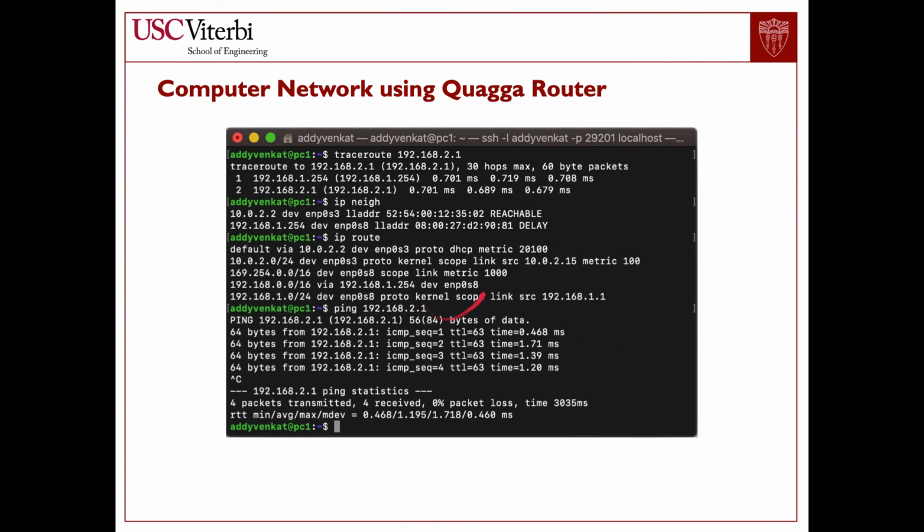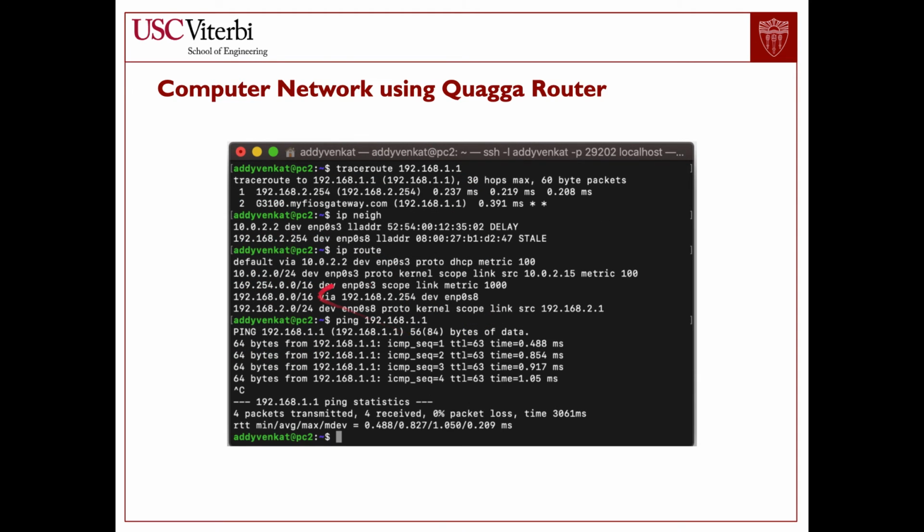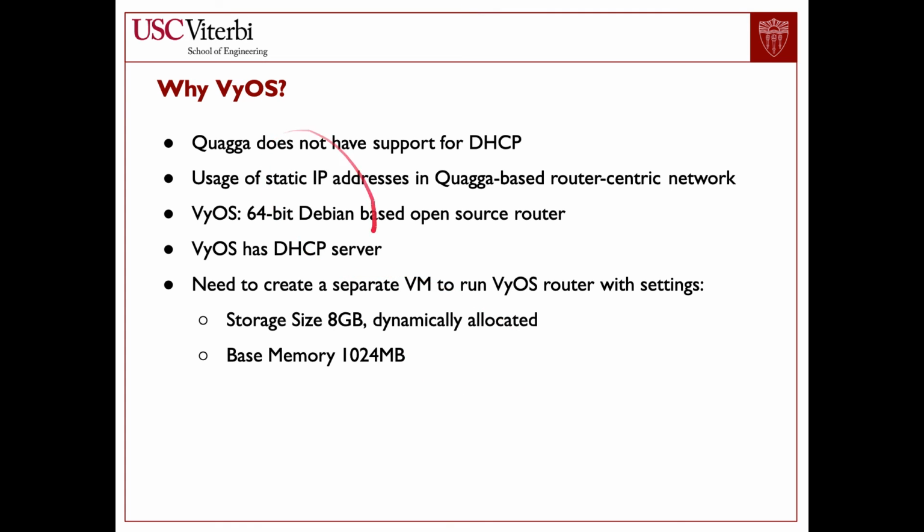So these are the screenshots for the demo that I just showed you. This is for PC1, the commands that I used: traceroute, ip name, ip route, ping, and the same for router and PC2. So why are we using VyOS?